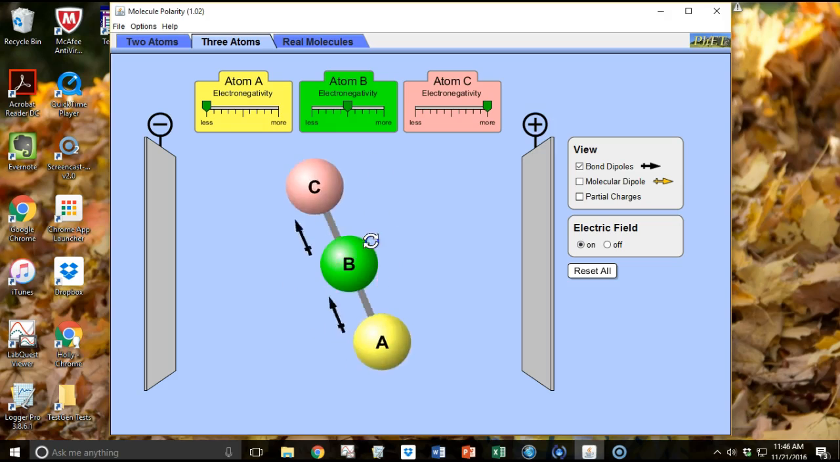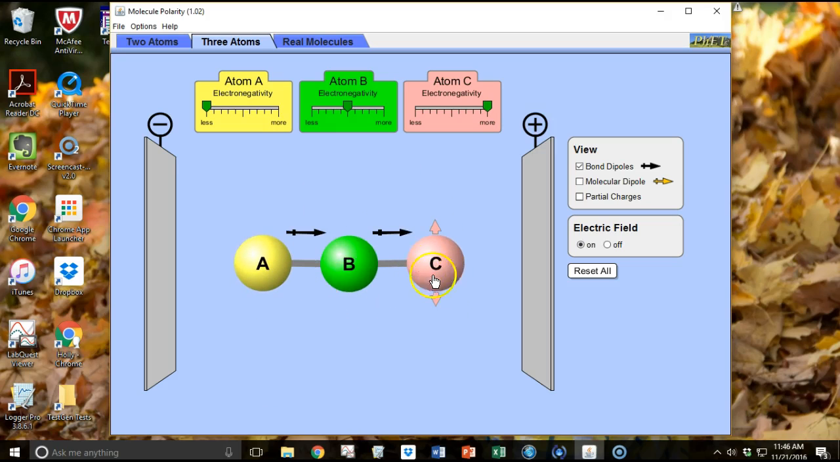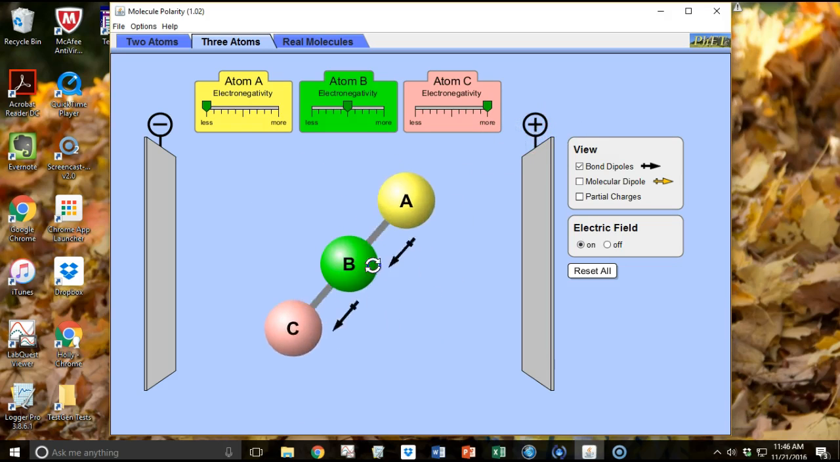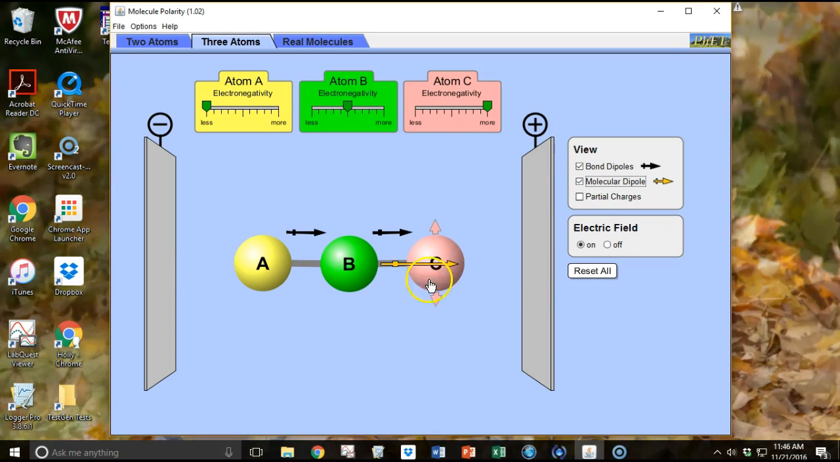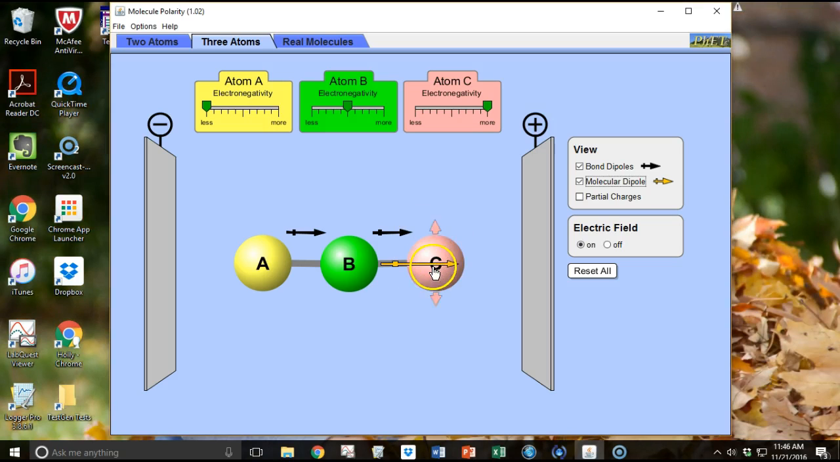Notice that it's arranging itself so that C is being attracted to the positive, and A is being attracted to the negative. If we look at the overall molecular dipole, notice the electron density is being pulled in this direction, meaning that C has the partially negative charge, and A has the partially positive charge overall. All right, moving on to the second example.